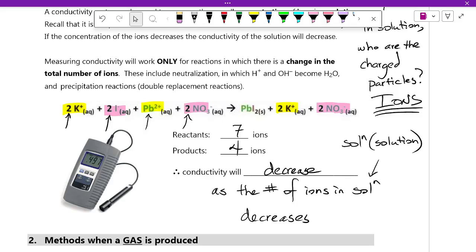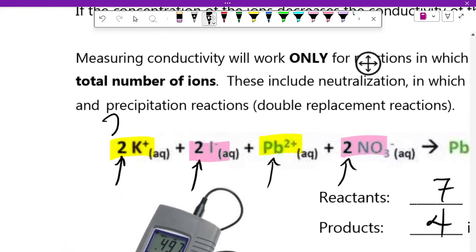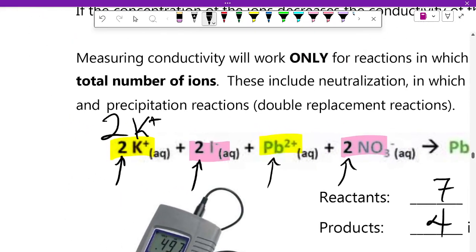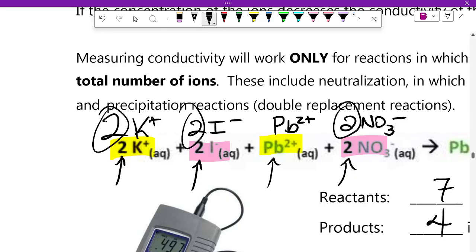Sorry? Why is it 7 ions? We have 2 Ks, so that's 2. We have 2 Is, so that's 4. We have 1 lead, that's 5. And then we have 2 NO3s. Yeah, so anything that has a charge is an ion, and you have to include the coefficients when you're counting them up. Did that make sense? Thank you for asking for clarification. I appreciate that.